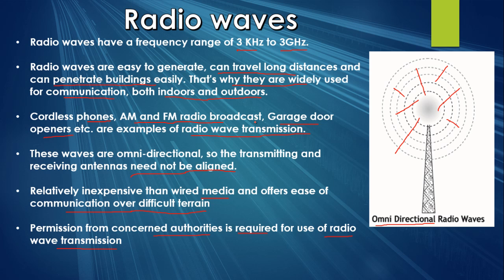The difference is that microwaves travel in a straight line, right? They cannot penetrate any object. So that's why the antennas of receiver and transmitter must be aligned with each other. Whereas radio waves can travel in any direction, they are omnidirectional, and they can also penetrate objects, right? So that's why there is no need to align the antennas. So radio wave transmission is more preferable where we have to penetrate some objects. In that case, radio waves are basically used.